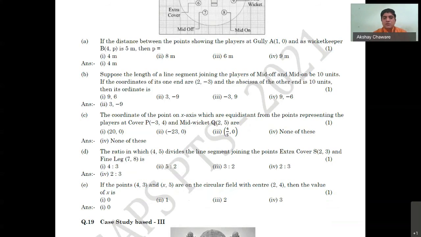Now E, if the points 4, 3 and x, 5 are on the circular field with center 2, 4, then the value of x is. See, these 2 points are on the circular field with center 2, 4. So we know on the circle each point is equidistant from the center. So again here we will use the distance formula and we will get the value of x as 0. So the final answer is 0.